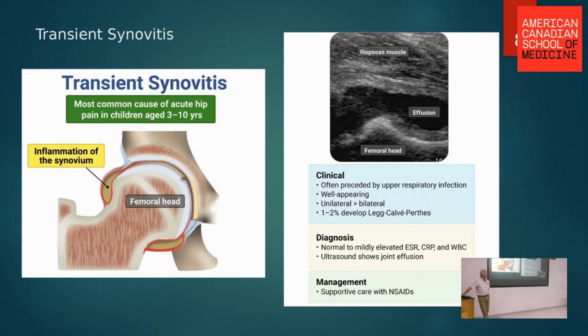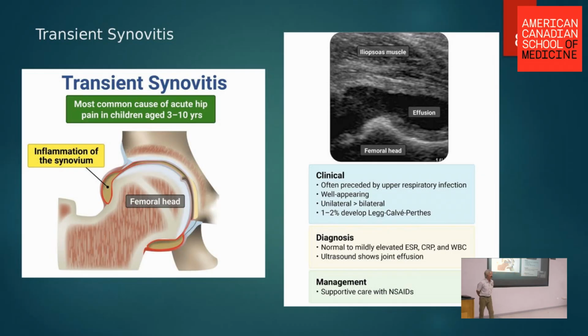It's the most common cause of acute hip pain in children between the ages of 3 and 10. Inflammation of the synovium of the joint. Ultrasound may show a joint effusion. You can see here, remember, black is either air on an x-ray, but on an ultrasound, black is fluid. So you can see there's an effusion just above the femoral head there. That means there's fluid in the joint.